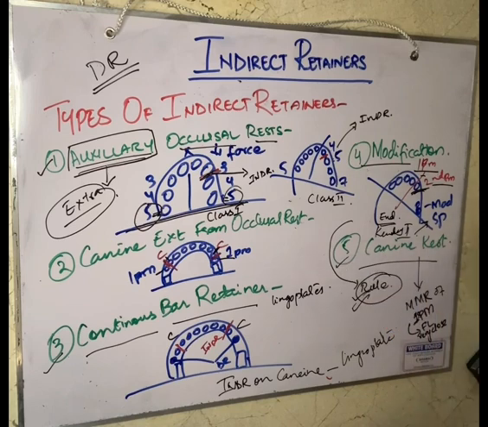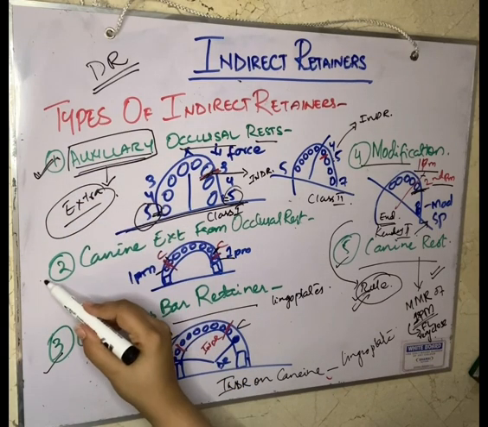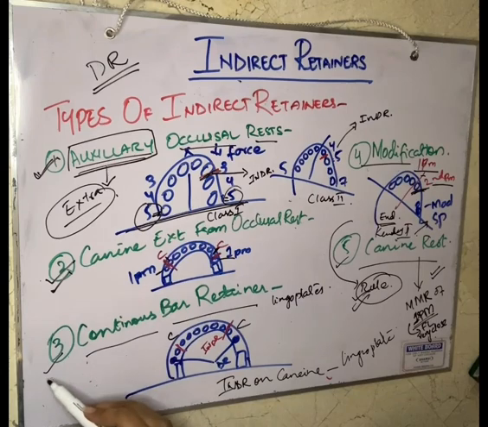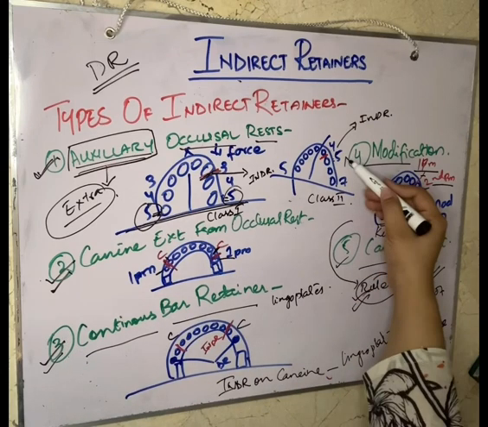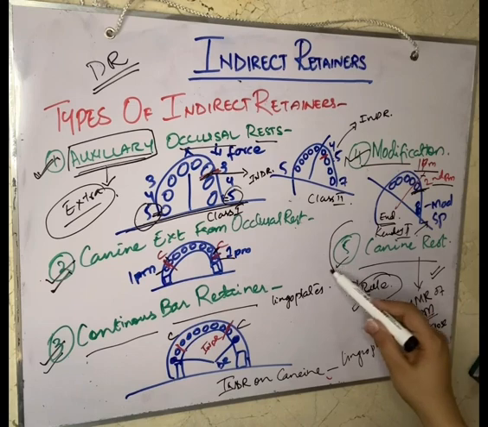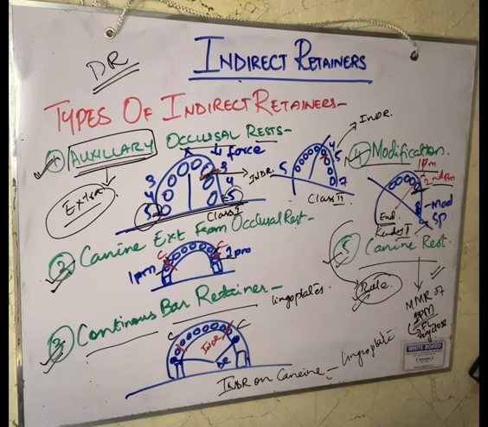And the fifth type is the canine rest. So what does the canine rest suggest? Canine rest is placed in those cases where the mesial marginal ridge of the first premolar is too close to the fulcrum line. So we choose to place the canine rest, right? So here we have wrapped up all five types of the indirect retainers, that is auxiliary occlusal rest, canine extension from occlusal rest, continuous bar retainers, modification, and lastly the canine rest.